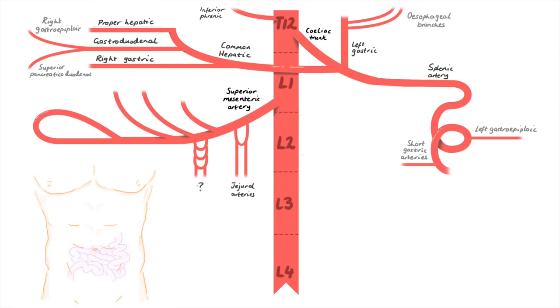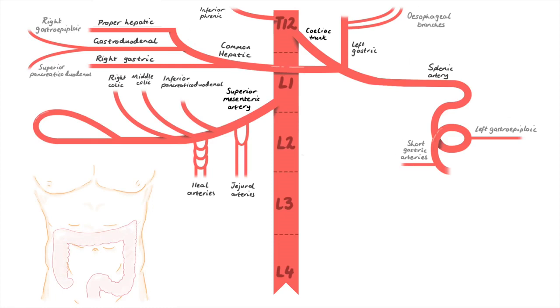Next, with many arcades and short vasorecta, we have the ileal arteries. We then have one branch that goes up and finishes the work of the common hepatic. This is the inferior pancreaticoduodenal. Next, the first two parts of the large intestine are supplied. We have the middle colic and right colic arteries.